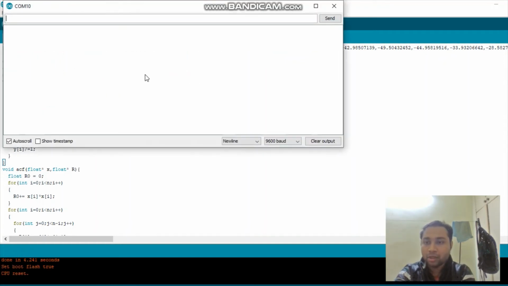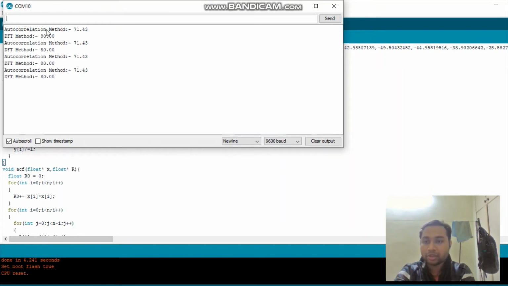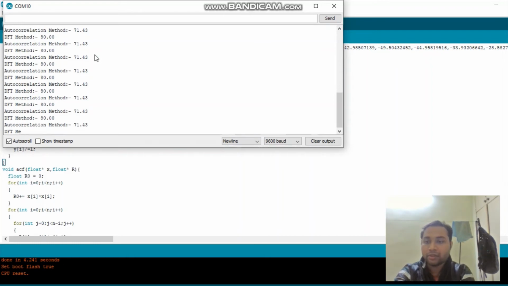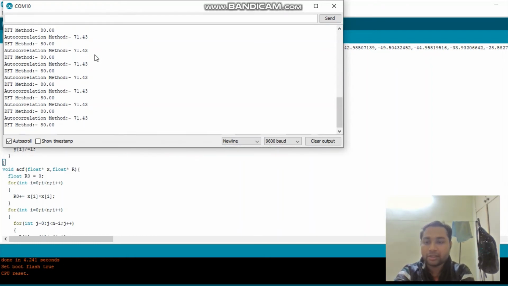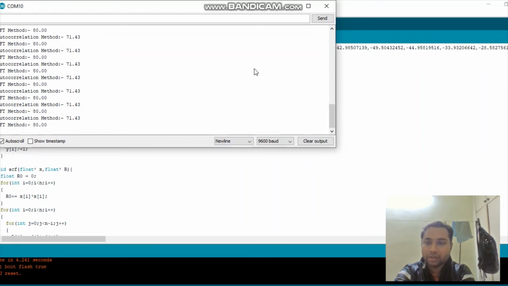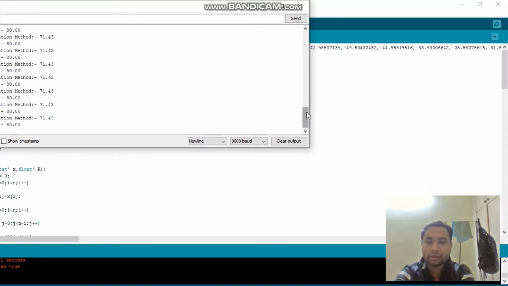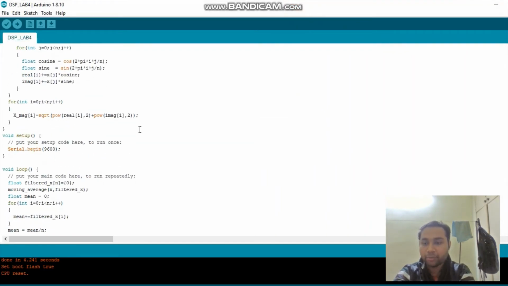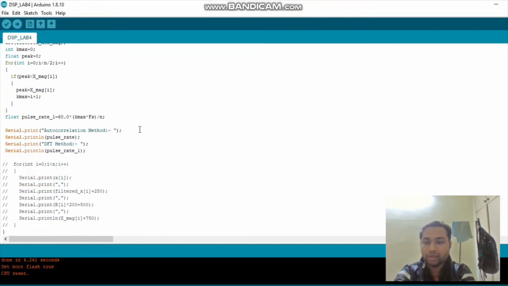So as you can see, from the autocorrelation method we are getting a pulse rate of 71.43, and from DFT we are getting 80. So the error is about 9, which is possible as we have taken fewer samples. So it is a pleasing result, we can say. This is the Arduino implementation of that method.